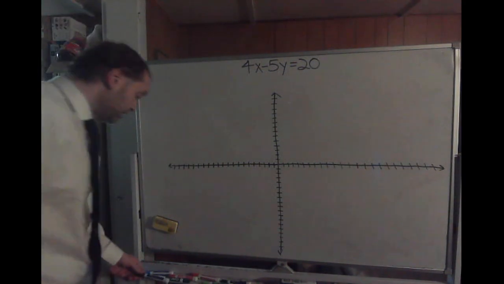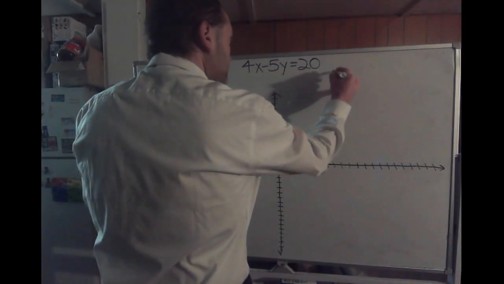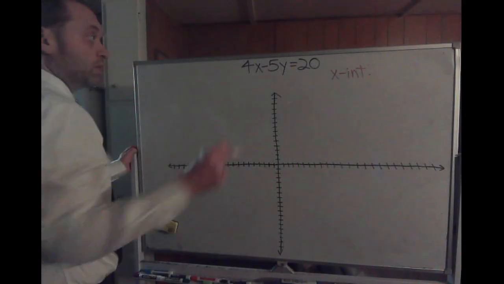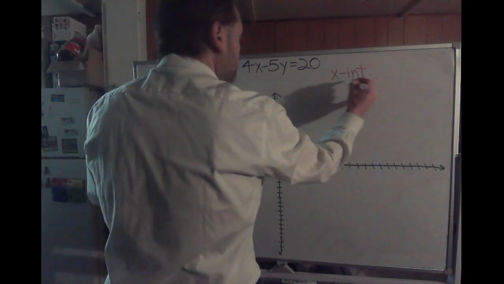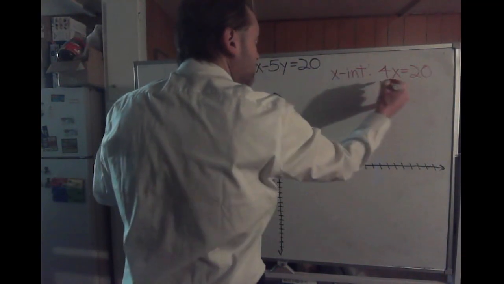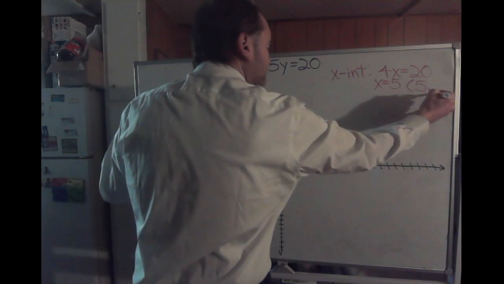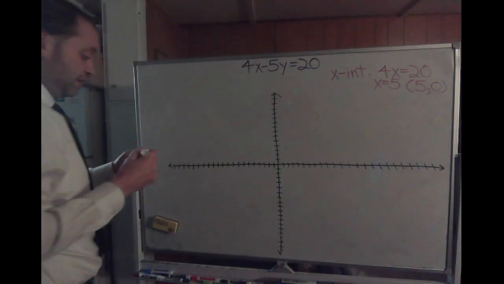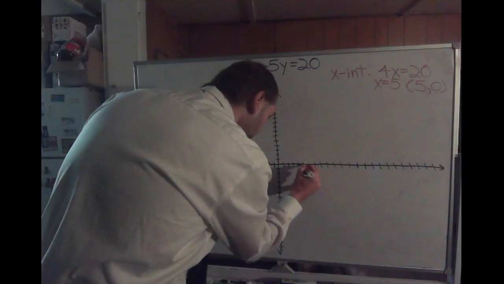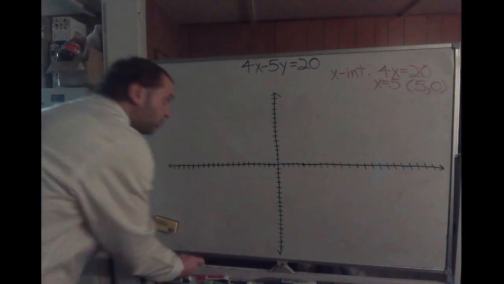So let's start out with the x-intercept. That's going to be what? When y equals 0. So you would take your 4x, set that equal to 20, since y is equal to 0, you get x equals 5, so in other words, your x-intercept would be at the point 5, 0. So let's find where 5, 0 is on the graph. There's 5, 0.